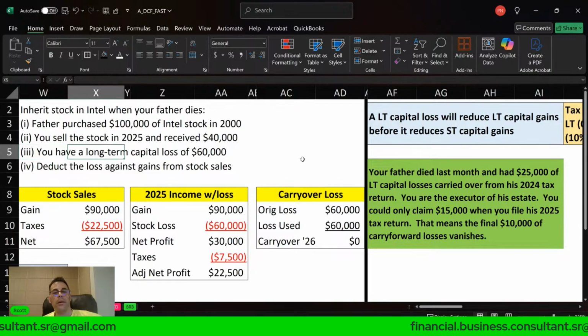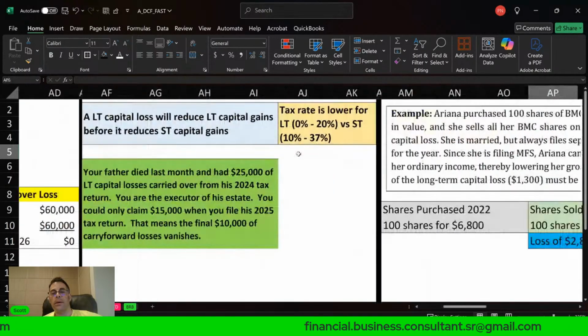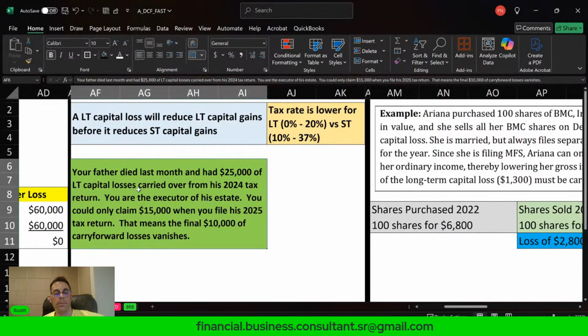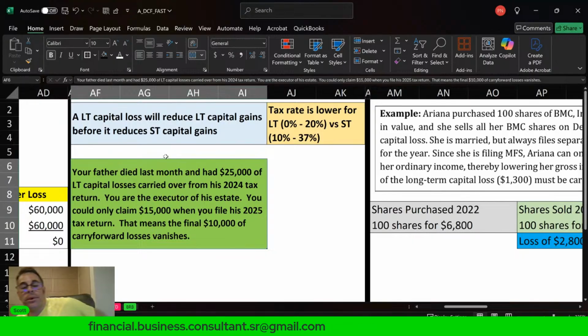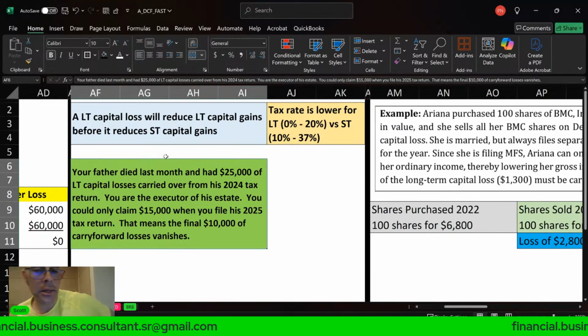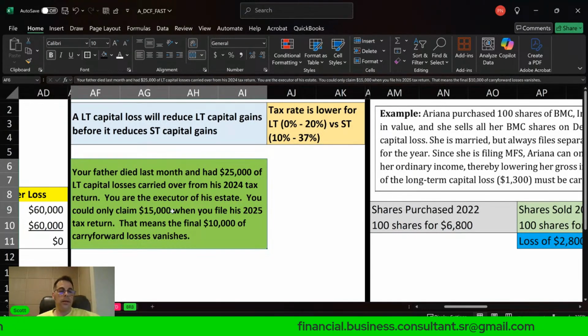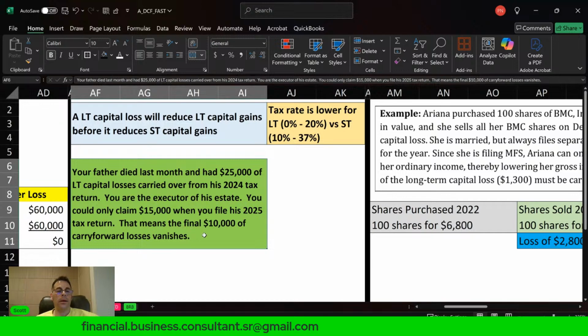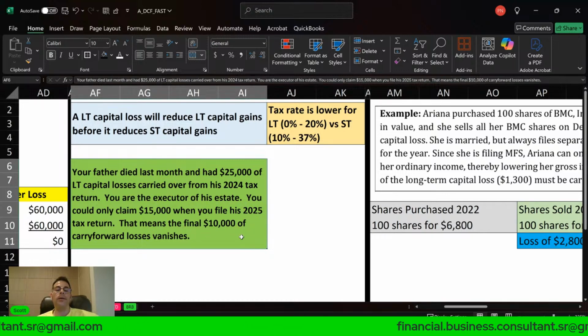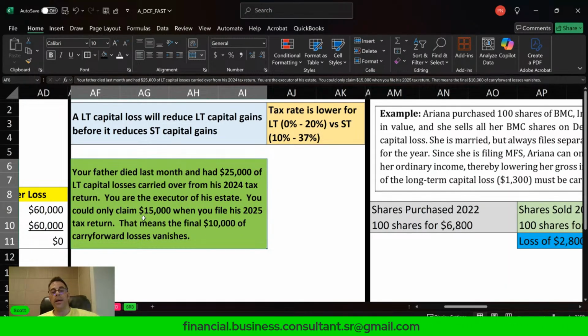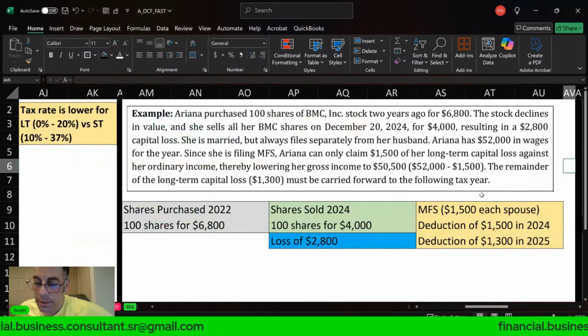Like, which one? Oh, right here in the green. You might die before you get to use your losses, and whoever you give your estate to can't use it all, or like I said, they can on your last tax return, but then after that they won't get the benefit in the future.